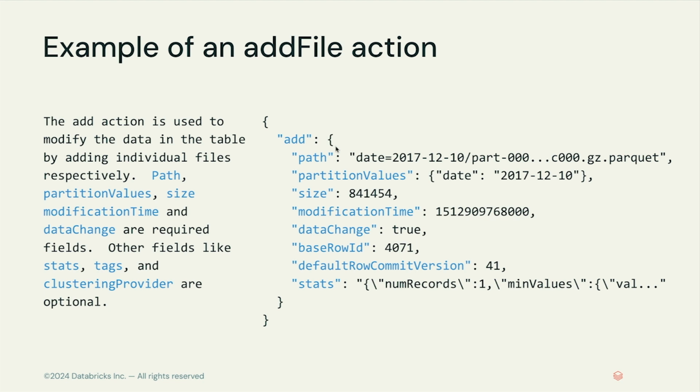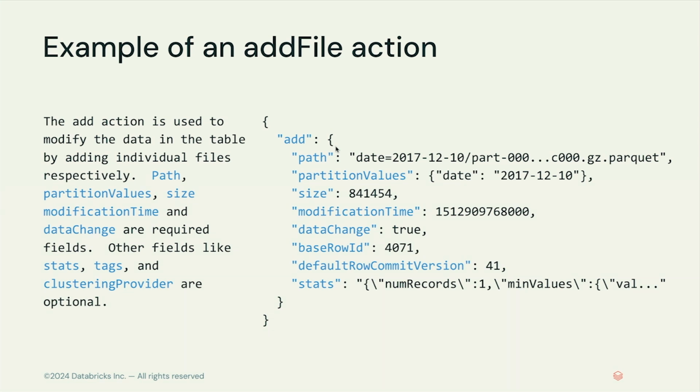So you can see in this example, we did an insert into a table probably. We went ahead and added data. So the add right there is the action that we did to the table. In that add file, we actually store additional metadata. So in this case, we store the path to the file. We have the ability to store partition values, the size of the file, when it was modified.